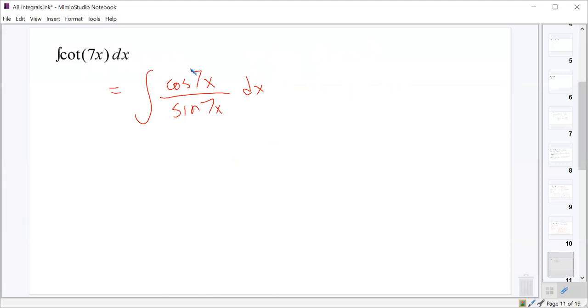Well, what's more complicated, having stuff in a numerator or having stuff in a denominator? Yeah, having it in the denominator is what causes issues, right? Because if I just had cosine 7x dx, well, that's easy enough to integrate. So I want to get rid of the thing that's in the denominator. So let's let u equal sine 7x. And what does that make du equal to?